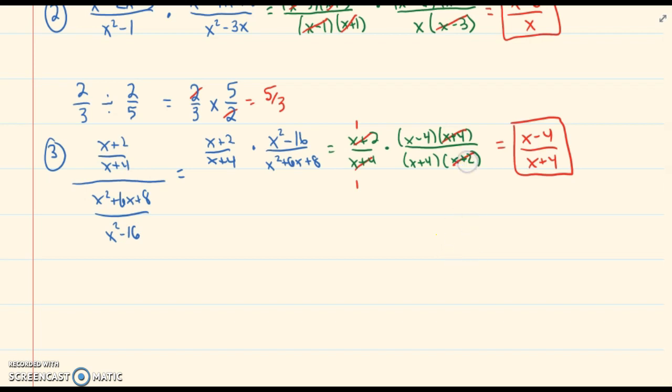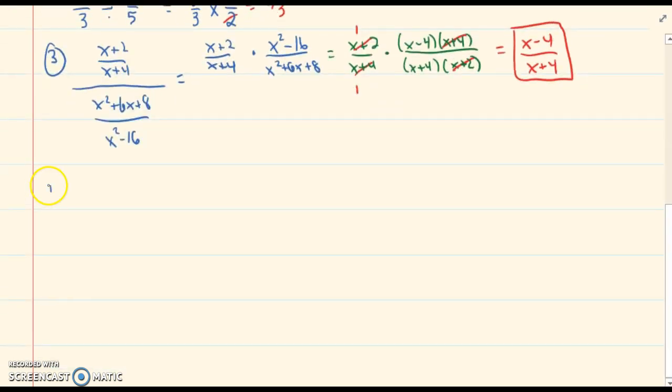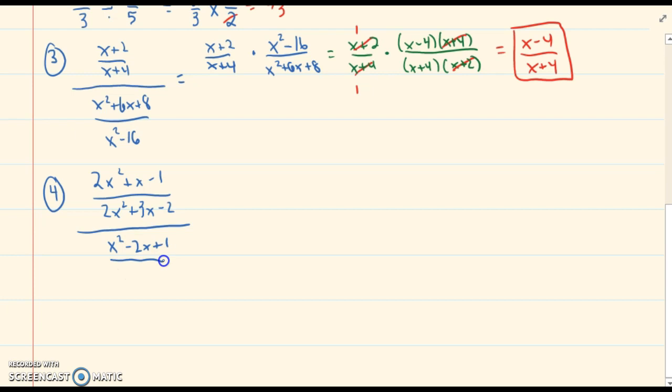All right, let's do one more. It's one that's got a little bit more complicated factoring to it. So number 4, we are going to find 2x squared plus x minus 1 over 2x squared plus 3x minus 2, all divided by, big old mess, x squared minus 2x plus 1 over x squared plus x minus 2. Once again, we're going to turn that into a multiplication problem. So the numerator, I'm not going to do anything with it but copy it over. And the denominator, I'm going to flip it.